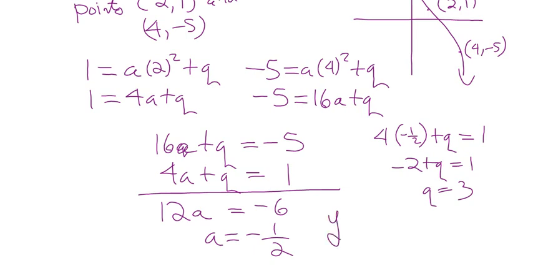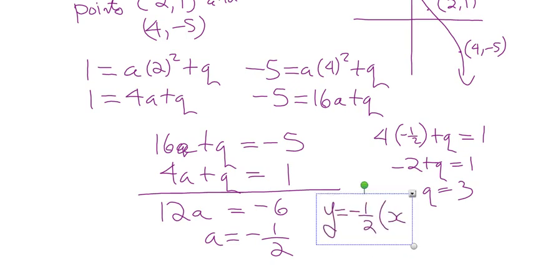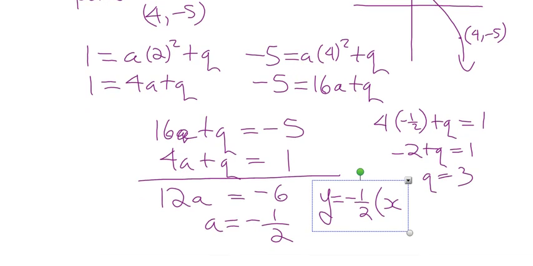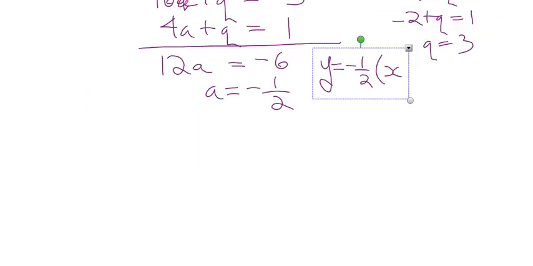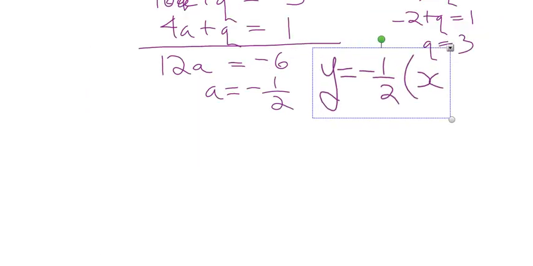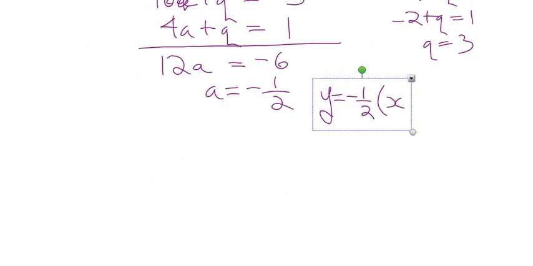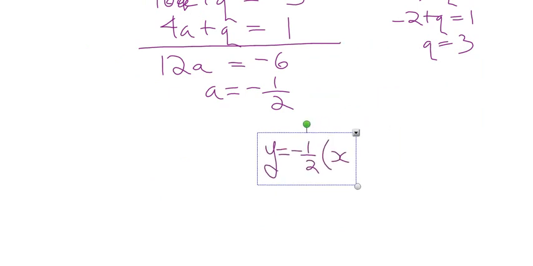Okay, so the equation is y equals negative 1/2 x... oh wait, there was no p anyways, right? Let me move this down a bit. Whoa, this is so big. Move this down a little. I was trying to erase. The equation is y equals negative 1/2 x squared plus 3.